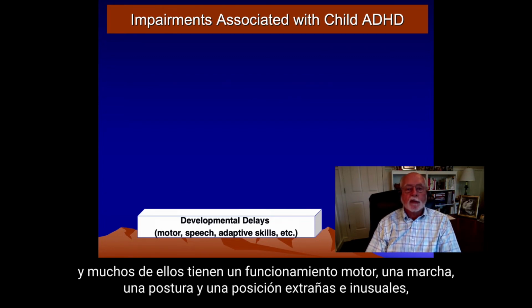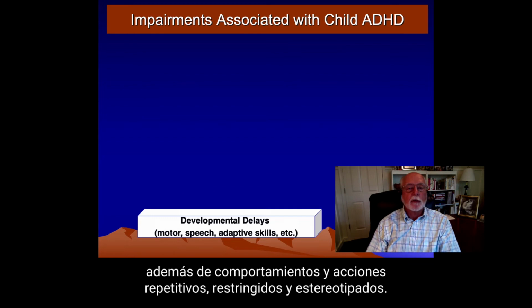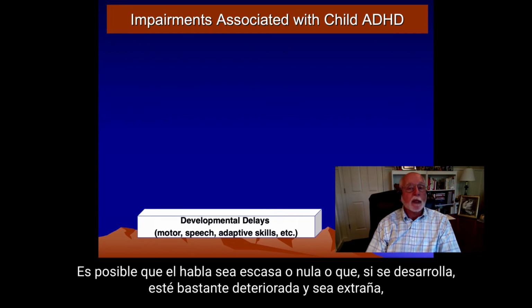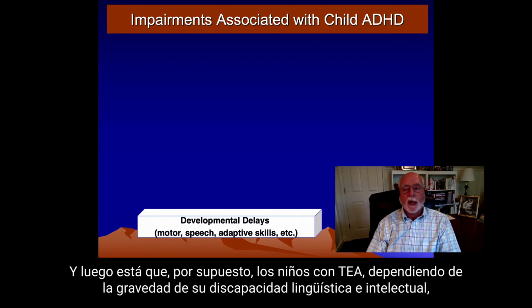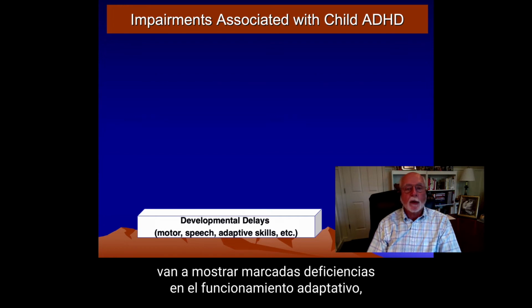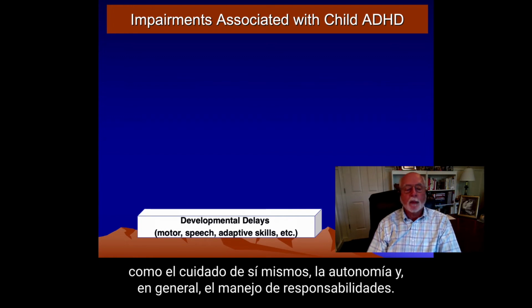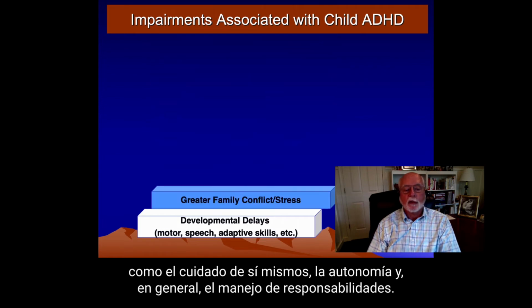many having awkward, bizarre, and unusual motor functioning, gait, stance, posture, along with repetitive, restricted, and stereotyped behaviors and actions. There may be little or no speech, or what speech develops may actually be rather impaired and bizarre, although some children do have ASD with only mild or even typical language delays. And then, of course, ASD children, depending upon the severity of their language and intellectual disability, are going to show marked impairments in adaptive functioning, such as self-care, independence, and generally handling responsibilities.